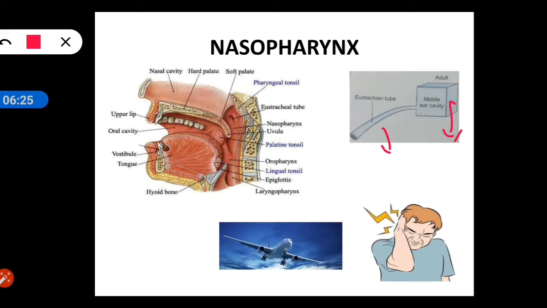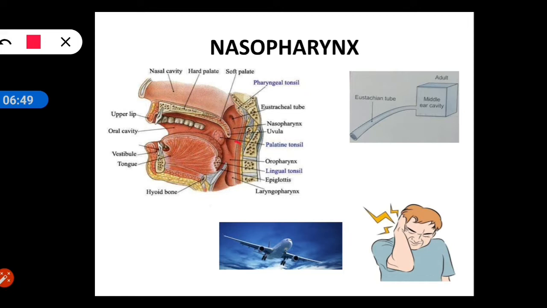So now, in order to open the closed eustachian tube, there should be repeated acts of swallowing and continuous yawning, so that this closed eustachian tube will open, and thereby equilibrium of air pressure is maintained between the middle ear and the pharynx. So that is the feature of the lateral wall of the nasopharynx.